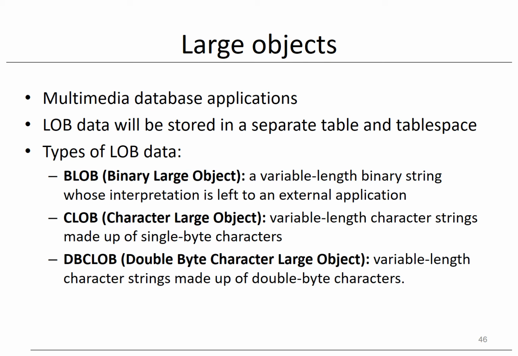ORDBMSs typically support various types of LOB data such as BLOB, binary large object, which is a variable length binary string whose interpretation is left to an external application. CLOB, character large object, which is a variable length character string made up of single byte characters. And DBCLOB, double byte character large object, which is a variable length character string made up of double byte characters.